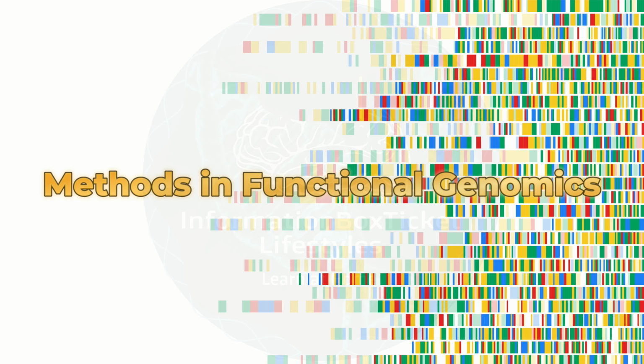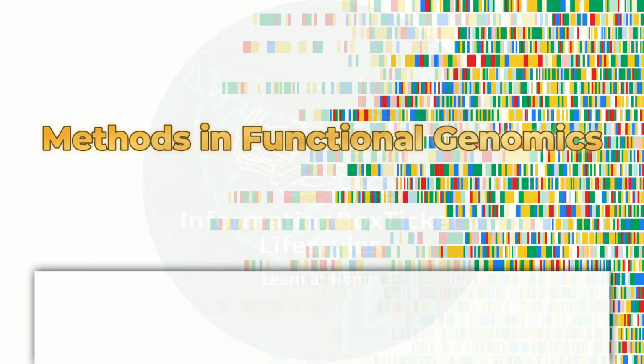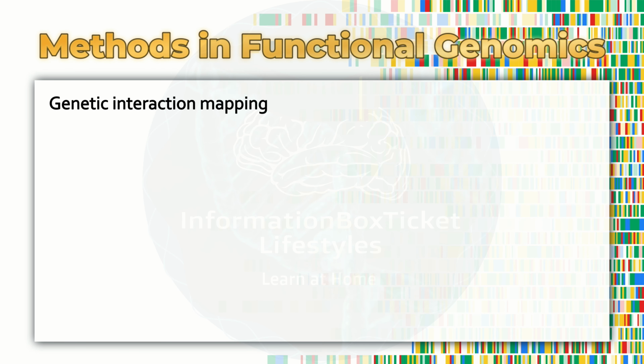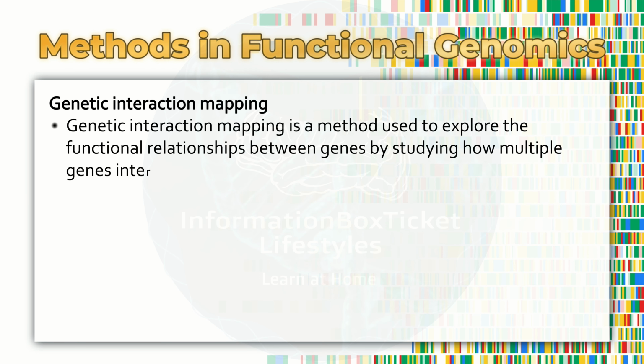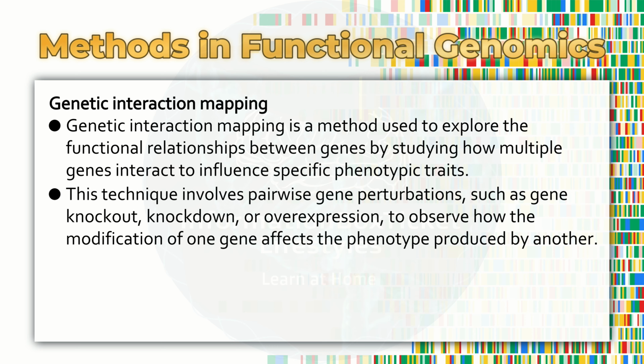Methods in functional genomics. Genetic interaction mapping. Genetic interaction mapping is a method used to explore the functional relationships between genes by studying how multiple genes interact to influence specific phenotypic traits. This technique involves pairwise gene perturbations, such as gene knockout, knockdown, or overexpression, to observe how the modification of one gene affects the phenotype produced by another.